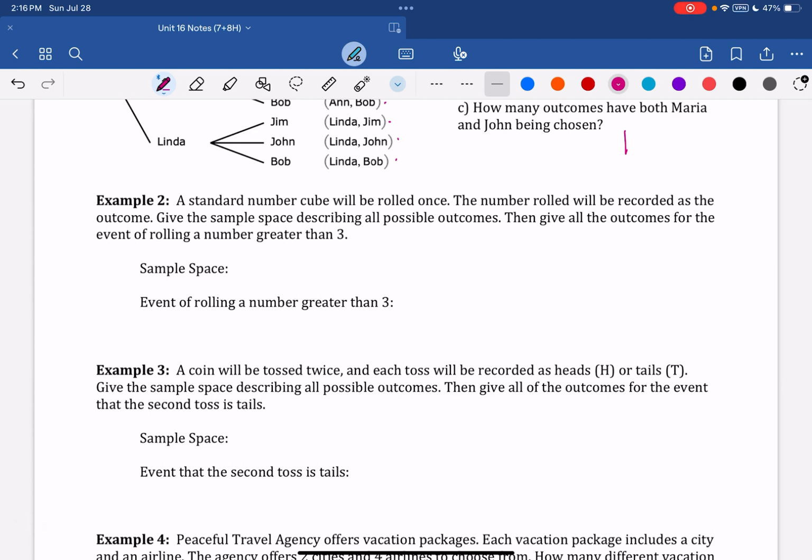Okay. A standard number cube will be rolled once. The number rolled will be recorded as the outcome. Give the sample space describing all possible outcomes. Okay. So we can get a 1, we can get a 2, we can get a 3, a 4, a 5, or a 6. Now, give all outcomes for the event of rolling a number greater than 3. So those possible would be 4, 5, and 6.